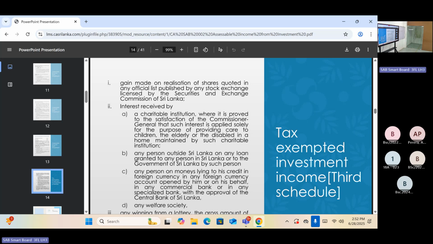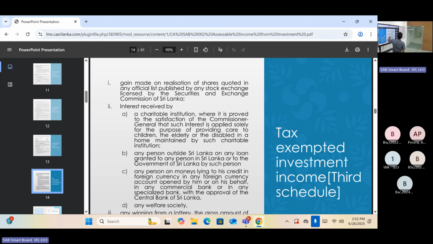It means the share market is not functioning properly. Therefore, to improve that, the gain from the investment in the share market, the disposal of shares in the share market, is tax exempt.